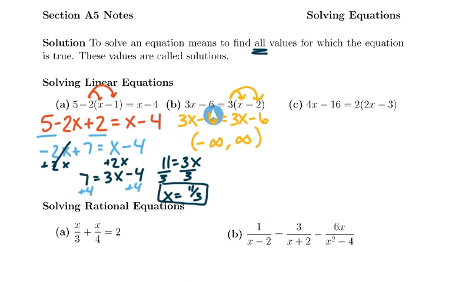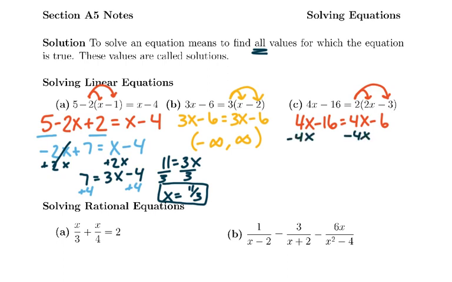If you were to graph this on the same plane as this, you would notice that the two lines would be overlapping everywhere. To solve part C, I'm going to distribute the 2 first. To get the variable terms on the same side, I'm going to subtract 4x.